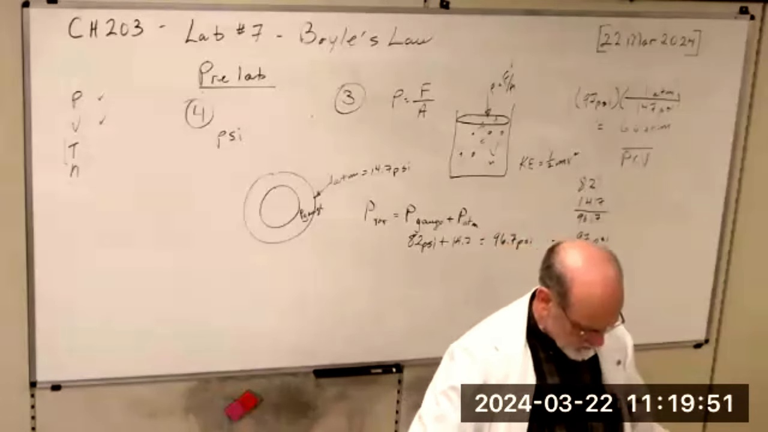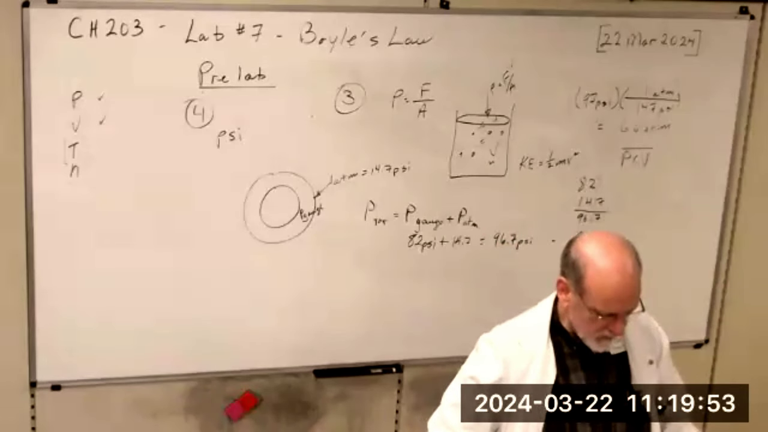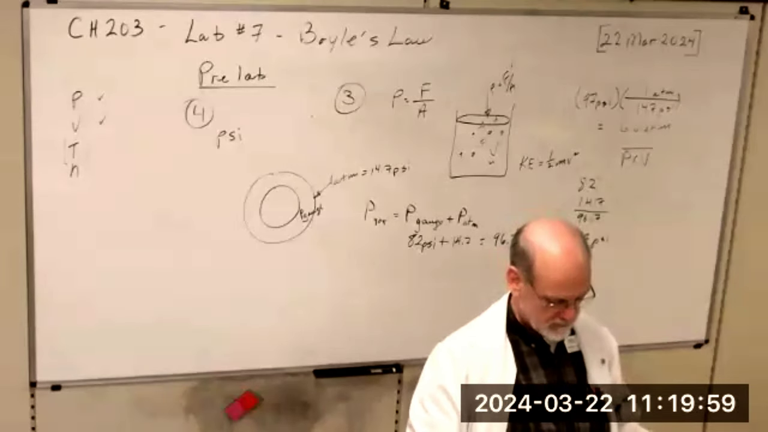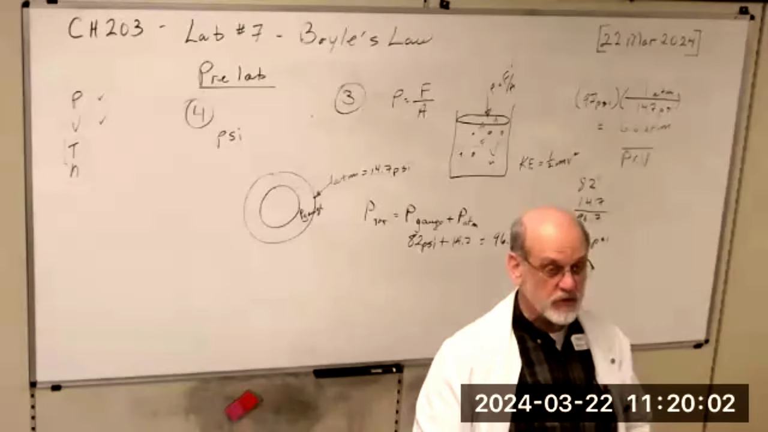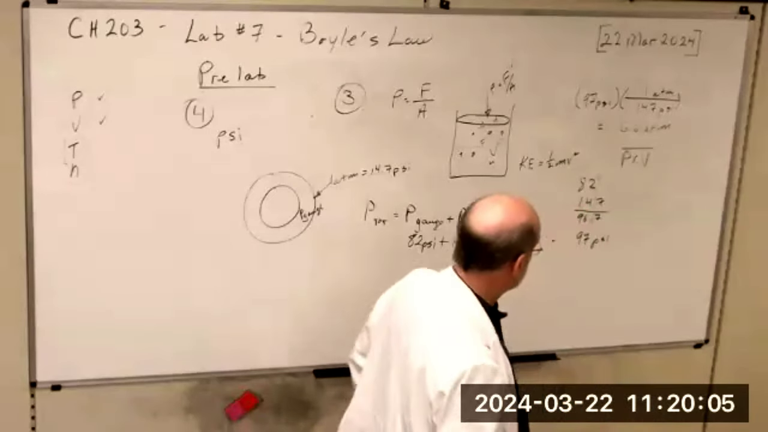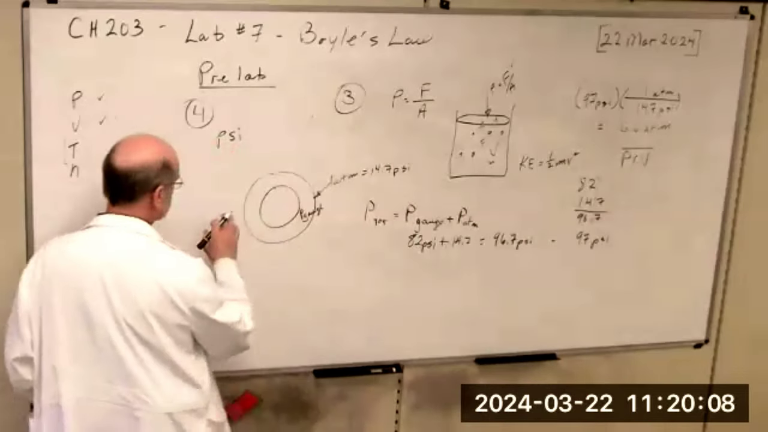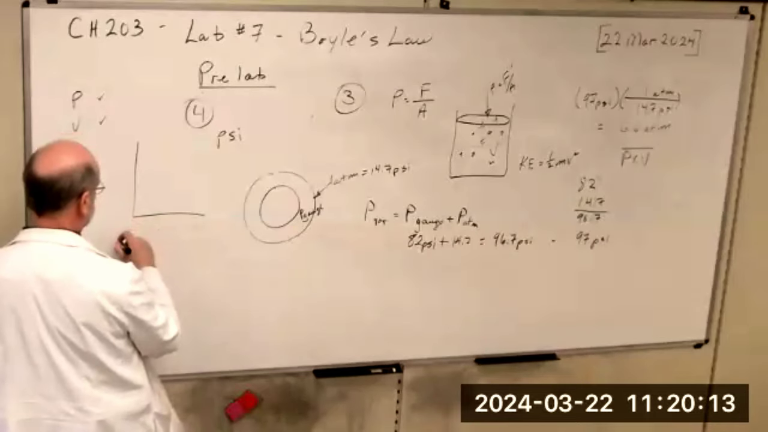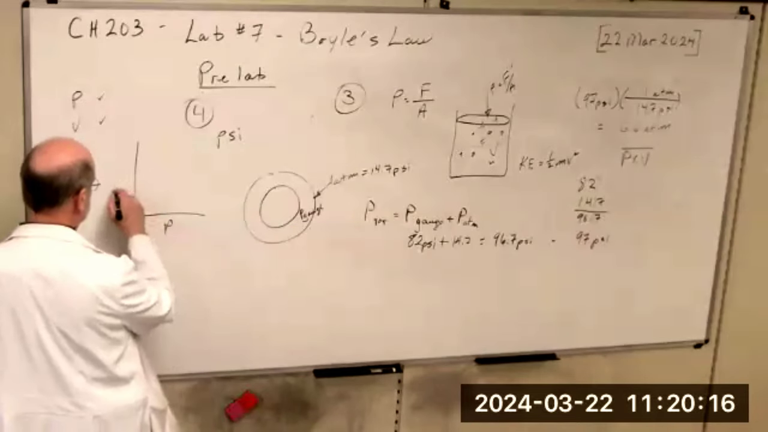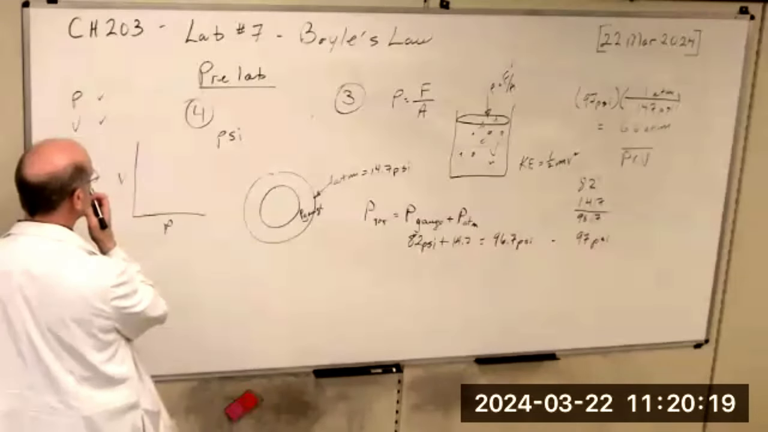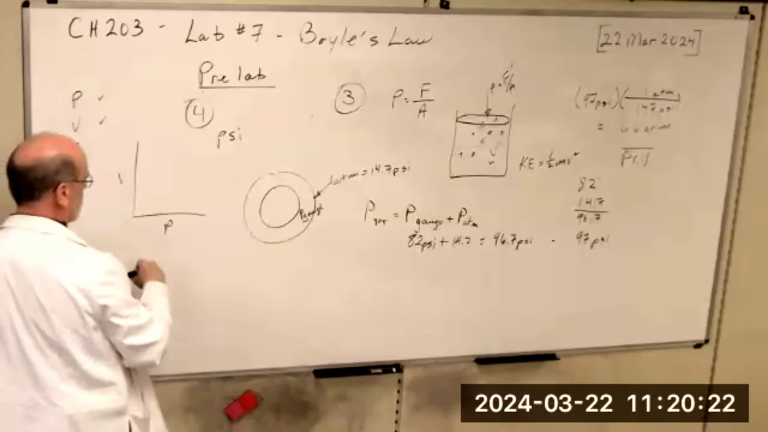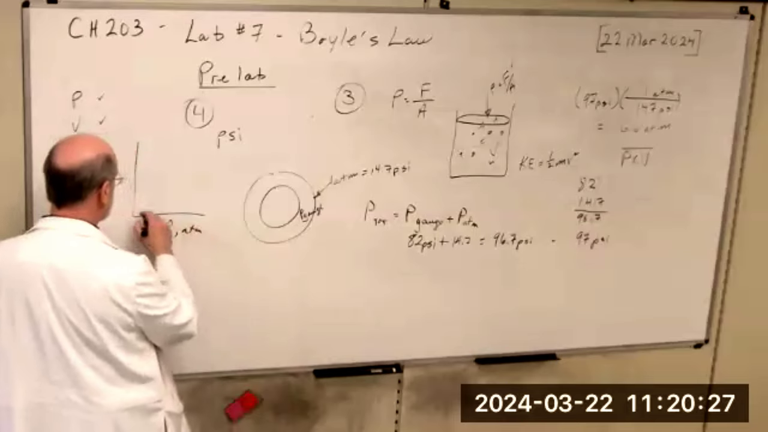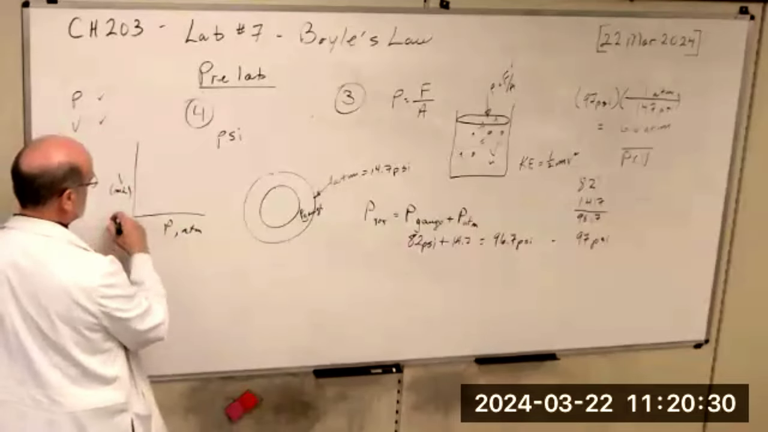Let's see, post-lab questions. Many of the post-lab questions require calculations in that table. So you really don't have to do anything there. But there are two graphs that you're going to draw. You're going to take your raw data, well, actually your total pressure and volume, and you're going to draw a curve for pressure times volume. And in order to do that correctly, you need to identify what's the pressure. It's in atmospheres. Volume is in milliliters. And you need a title.